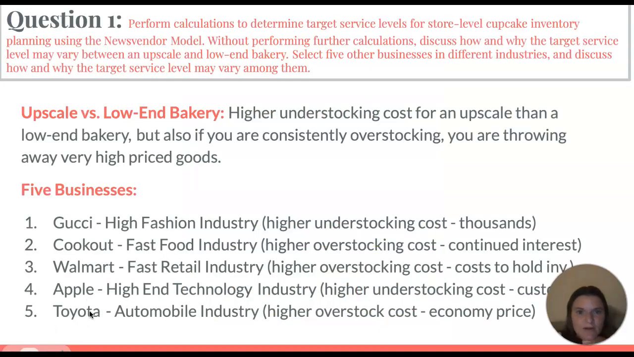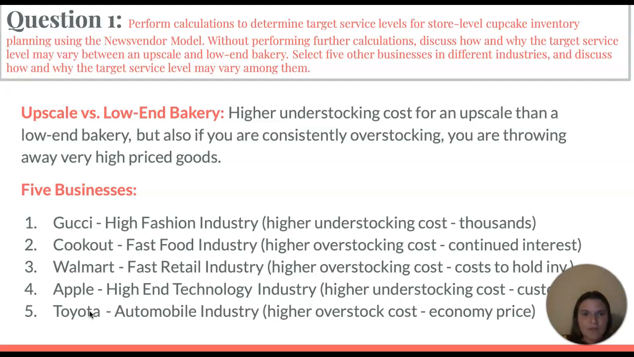Question 1. Perform calculations to determine target service levels for store level cupcake inventory planning using the newsvendor model. Without performing further calculations, discuss how and why the target service level may vary between an upscale and low-end bakery. Select 5 other businesses in different industries and discuss how and why the target service level may vary among them. So first, I'm going to show you on here, and then I'll show you what I found on my Excel file.